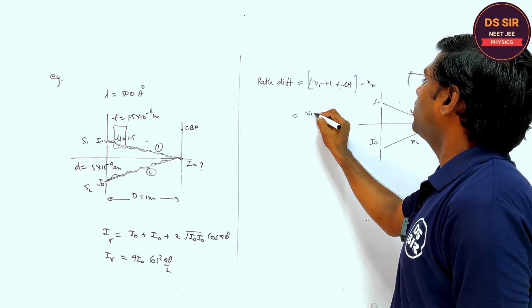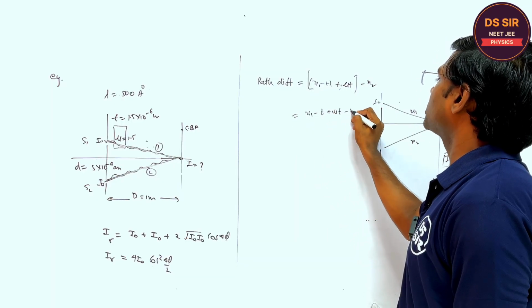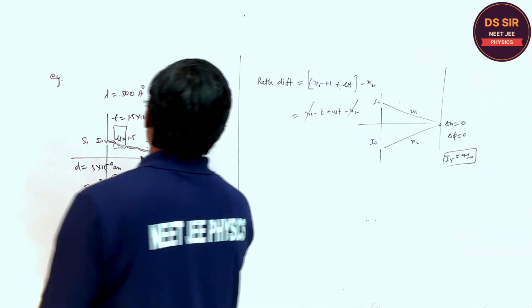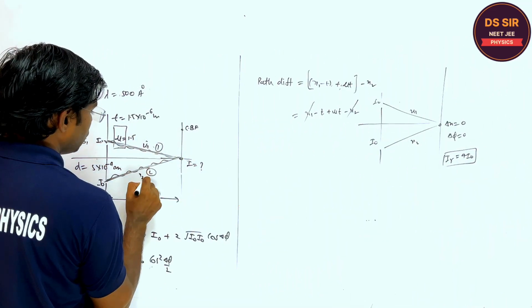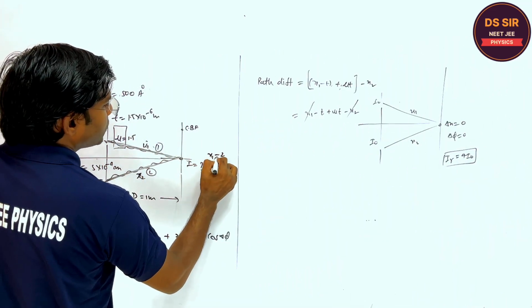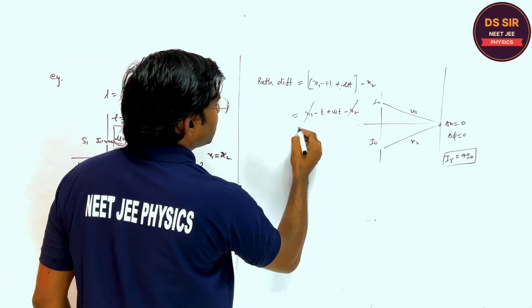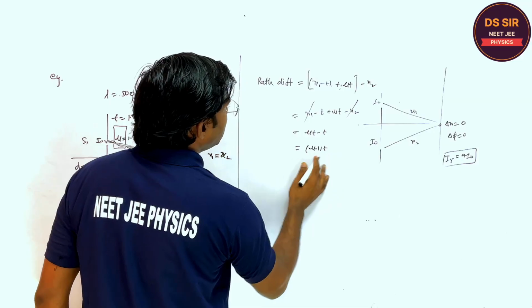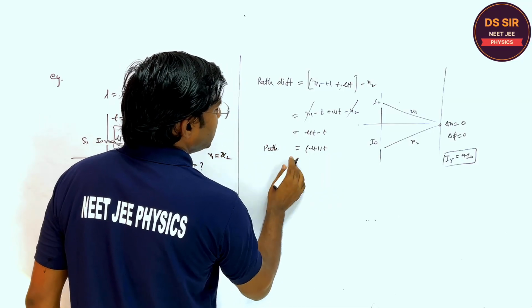So x1 minus t plus mu t minus x2, but x1 and x2 are the same for this position. So x1 and x2 will cancel out. So mu t minus t, that is (mu minus 1) into t, is the path difference. Is it clear or not? You tell.